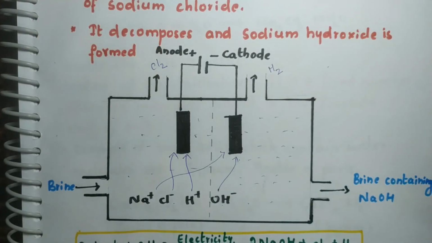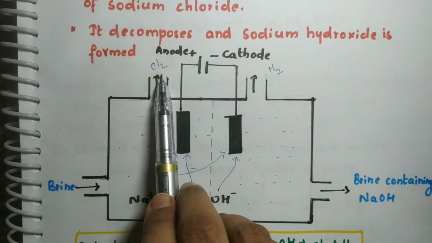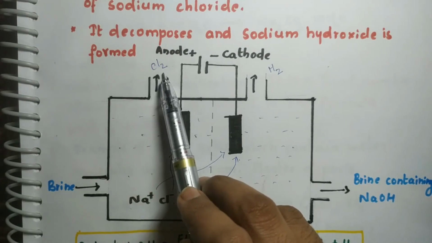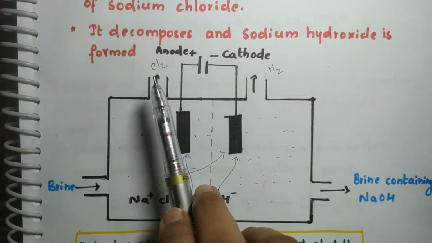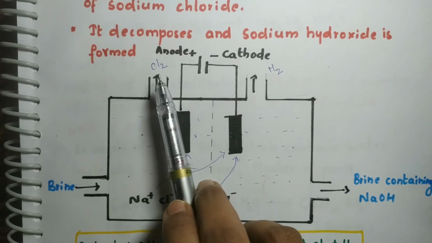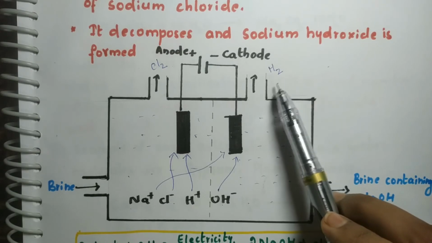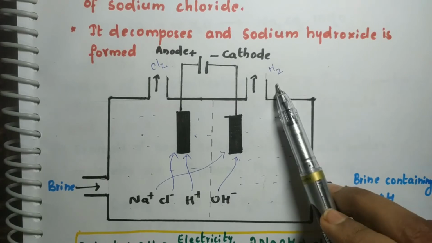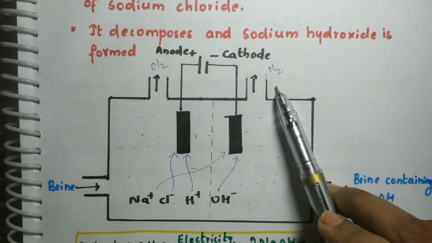That is why we see that chlorine gas is produced at the anode and hydrogen gas is produced at the cathode. This chlorine gas is used for water treatment and also for cleaning swimming pool water, and for producing PVC and disinfectants. It is also used in CFCs and in the preparation of pesticides. What about hydrogen? Hydrogen gas is used as a fuel, and it can also be used in the preparation of NH3, that is ammonia. Again, ammonia can be used in the preparation of fertilizers.